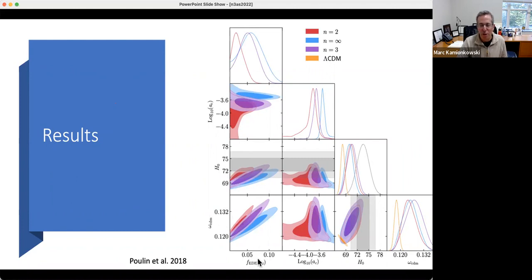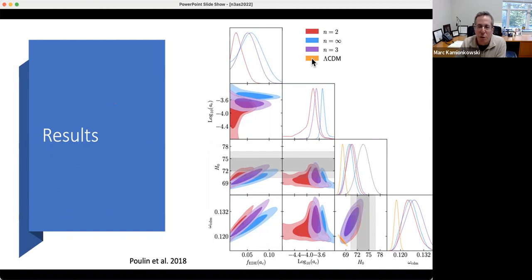One of them is the fraction of the total energy density contributed by early dark energy at its peak. Another is the redshift or scale factor at which it becomes dynamical. That is supposed to be somewhere between 10 to the minus 4 and 10 to the minus 3, roughly speaking. And the Hubble parameter and the dark matter density over here. Oh, I forgot to mention the third early dark energy parameter is an initial value for the scalar field. So this is a 4x4 subset of the 9-dimensional parameter space.